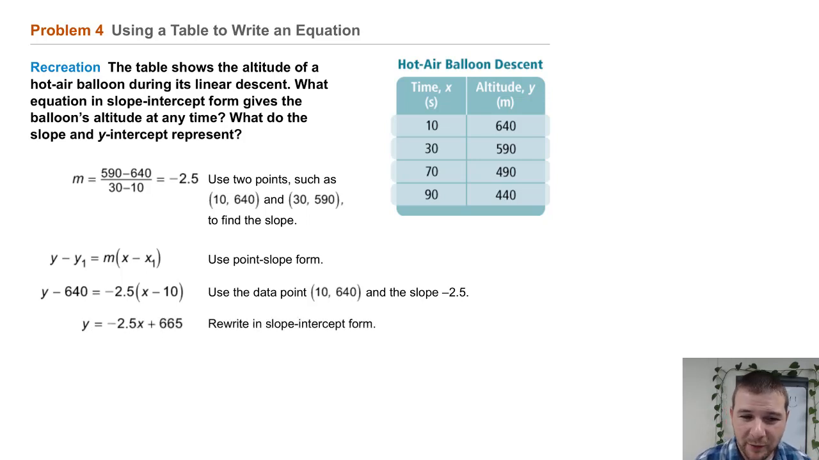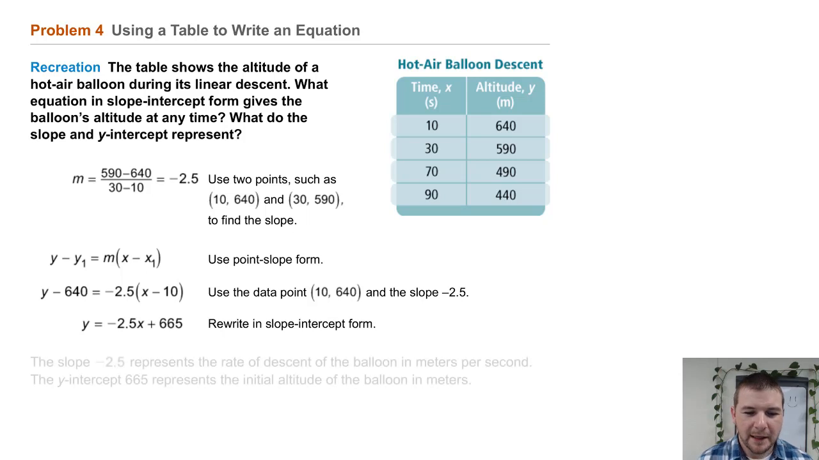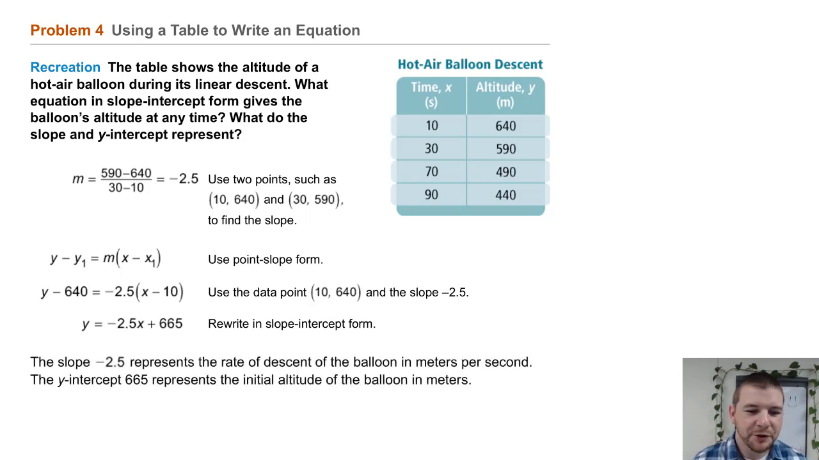But we're asked to write the equation in slope-intercept form. So we can simplify and rewrite that equation as y equals negative 2.5x plus 665. The slope, negative 2.5, represents the rate of descent of the balloon in meters per second. The y-intercept, 665, represents the initial altitude of the balloon in meters.